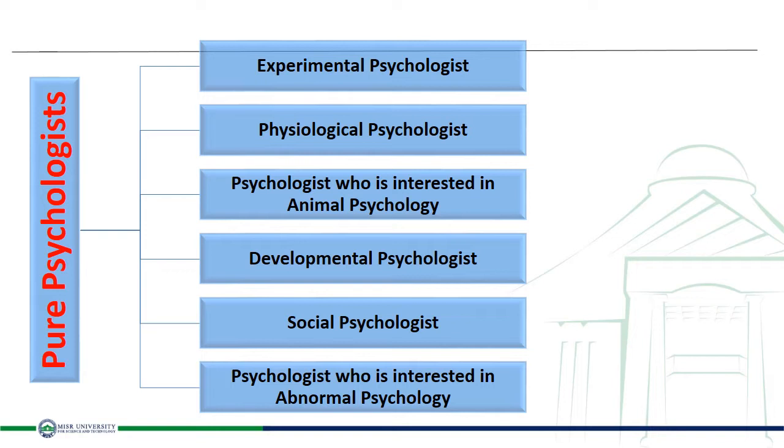And you have to take into account that if we define any subtype of psychologist, in that way we can define the discipline itself. For example, if I give you the definition of experimental psychologist, you have to understand that we can use the same sentence in defining experimental psychology as a discipline. And also, if you know about physiological psychologists, you can also understand the meaning of physiological psychology as a discipline, and so forth. Now, we have to move and define the first one, the experimental psychologist.